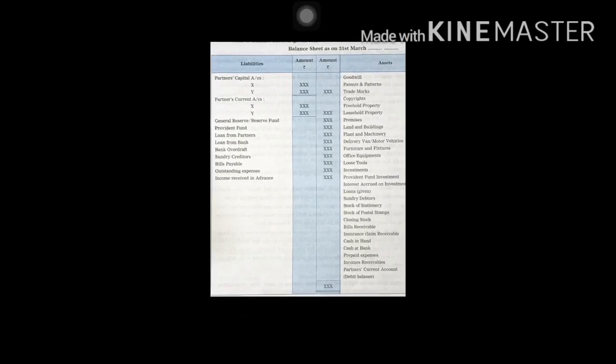Then loan from partners. The liability side will show long term liability like capital, bank loan, loan from financial institutions, or they can show current liability. Current liabilities like creditors, bills payable, outstanding expense, bank overdraft. All this is to be shown on the liabilities side of balance sheet. And at the end of the year, you see the total asset side total should be equal to the liabilities side total.